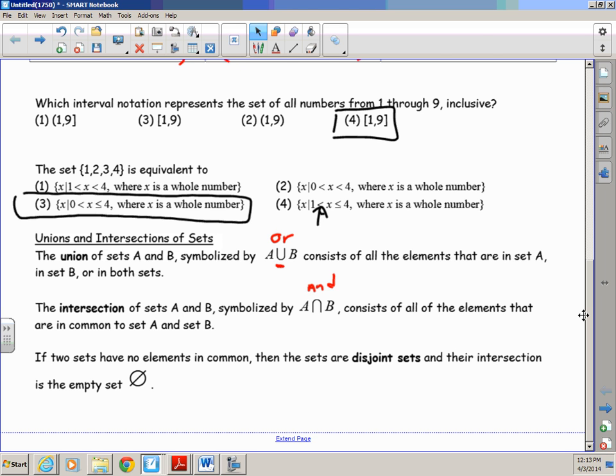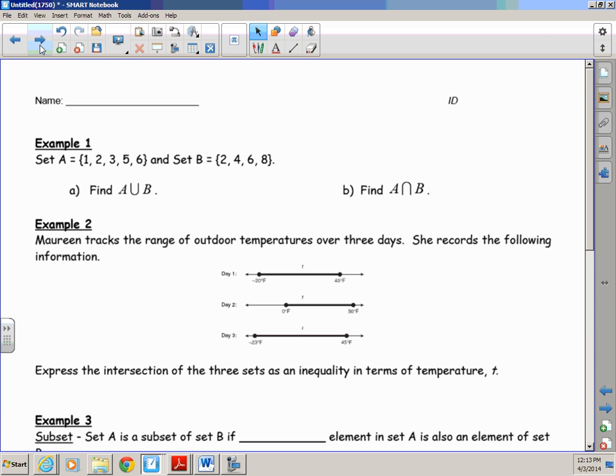Okay? If they have nothing in common, they are called disjoint sets, or we also sometimes will see the words null set, and their intersection is represented by the empty set, a circle with a slash through it, or sometimes you may also see the braces that are empty. Okay? Either one is fine. All right, so let's go to some examples.